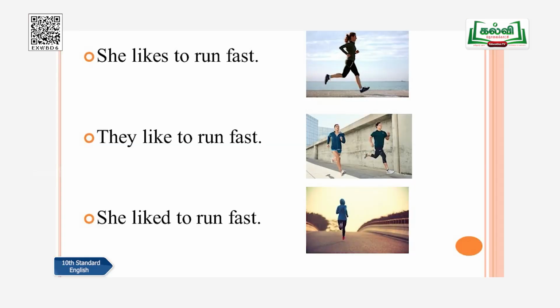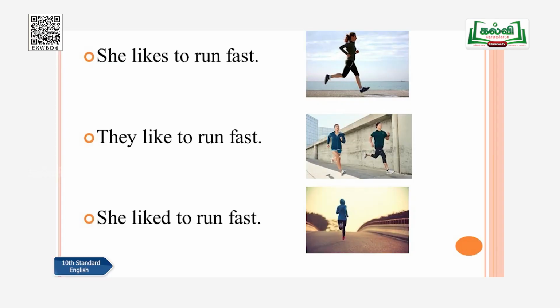Look at the next one. To run in the first sentence, second sentence again to run, and in the third sentence again to run. So this has not changed. It remains the same, but it does not indicate time or tense or person. It remains the same. So it is not inflected here. So which means a verb that is not inflected to indicate time, person and tense is called a non-finite verb.